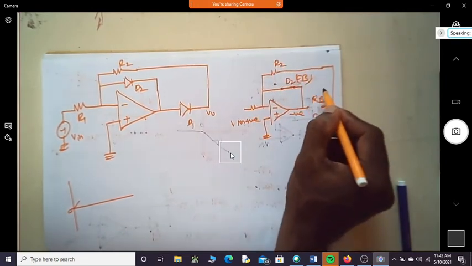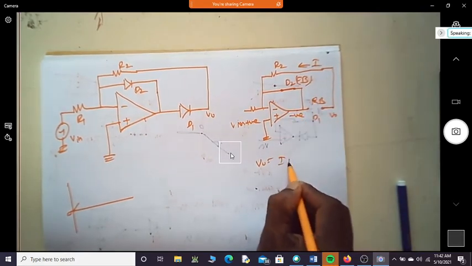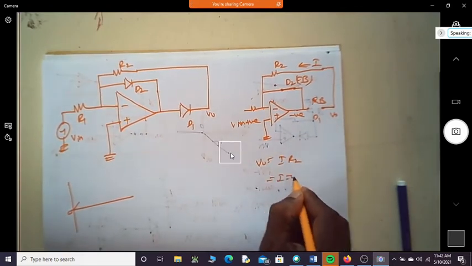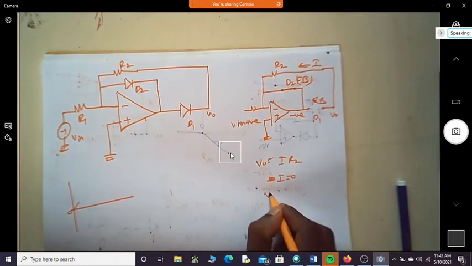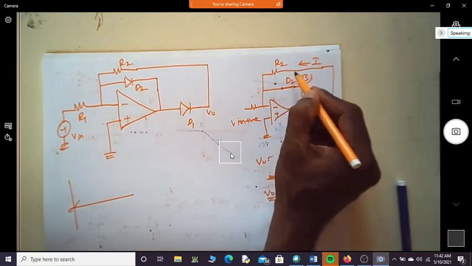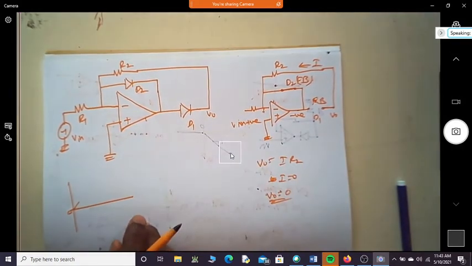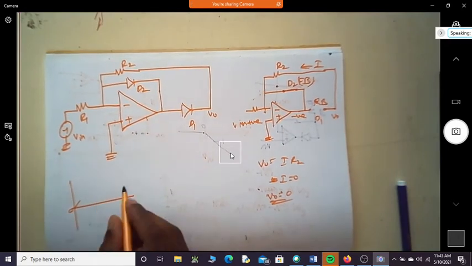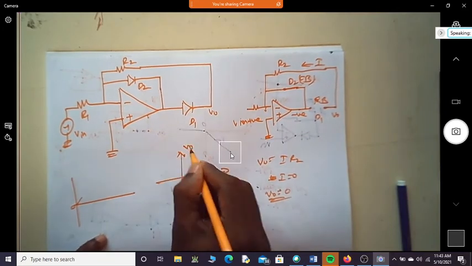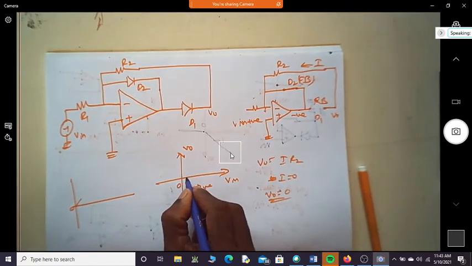This is R2. So V naught is equal to I into R2. So what is I here? 0. So then what is V naught? I'm saying this is I into R2 because this is ground, which means virtually this is also grounded. So when the input voltage is positive, is the output voltage 0?